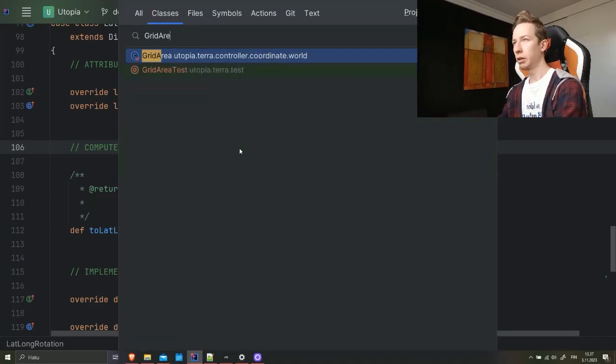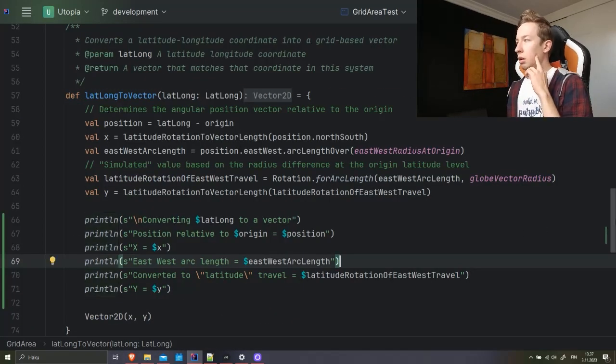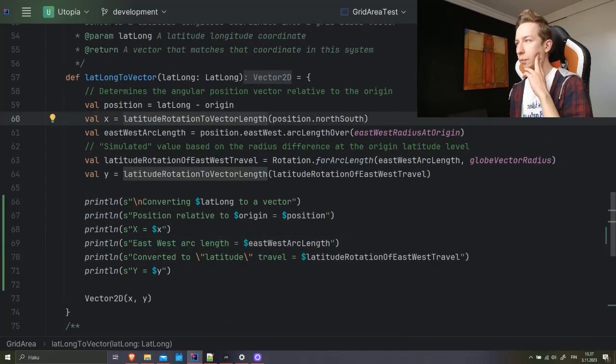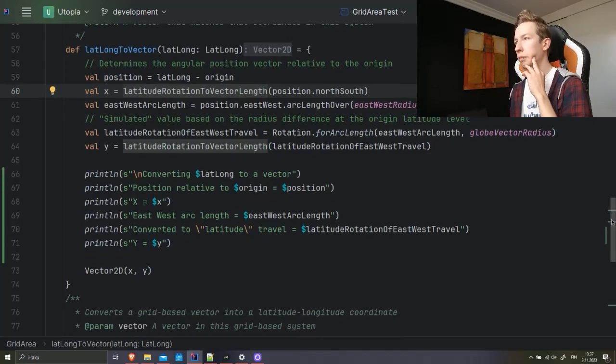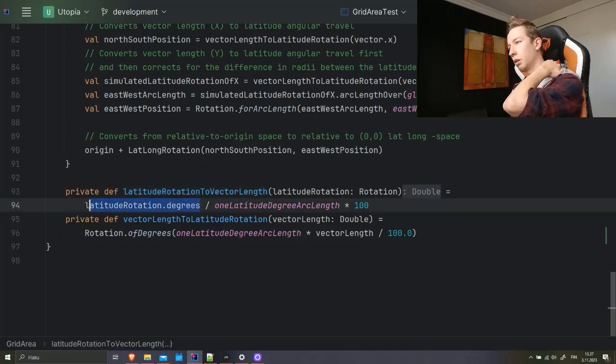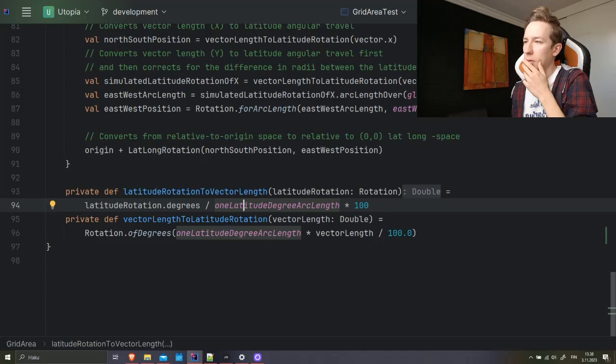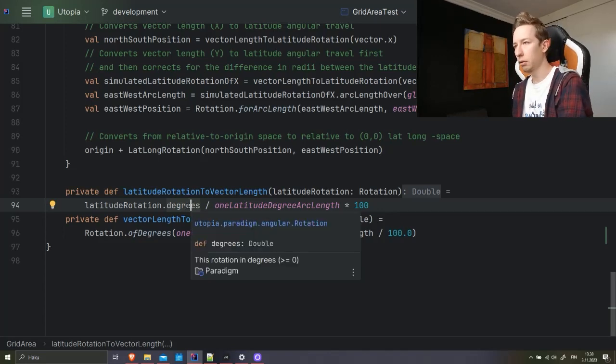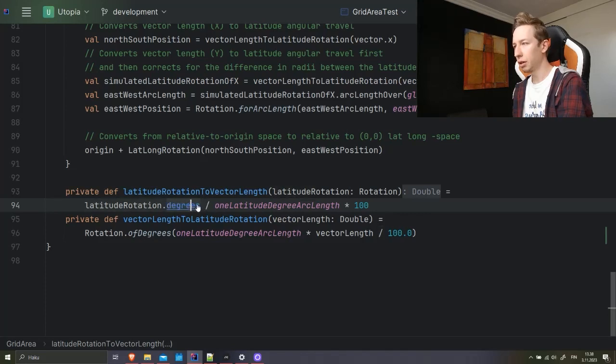So create area. And here we're using the latitude rotation to vector length function. So we have the decrease. This should be 1 divided by 1 latitude degree arc length. Oh yeah, okay. Well, here we have identified the first problem, and this has tripped me up before as well. Let's fix this at once, because this one gets me into trouble continually.